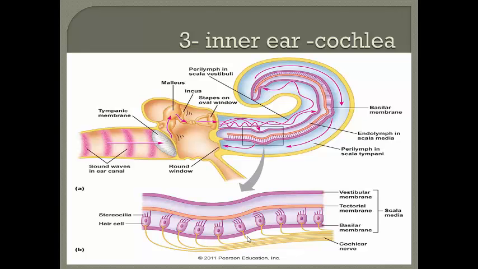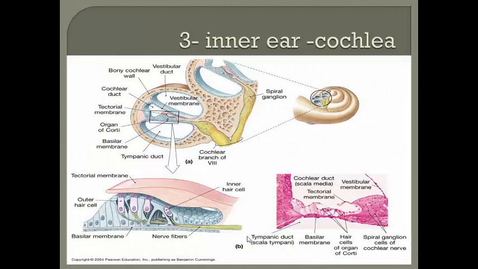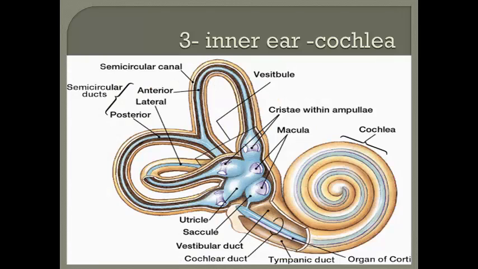Okay, this is the internal structure of the cochlea. Now, if you move into the semicircular canals, we have 3 semicircular canals arranged in the 3 parts of space, which are the anterior, lateral, and posterior. These 3 semicircular canals, as in the cochlea, contain the membranous labyrinth.